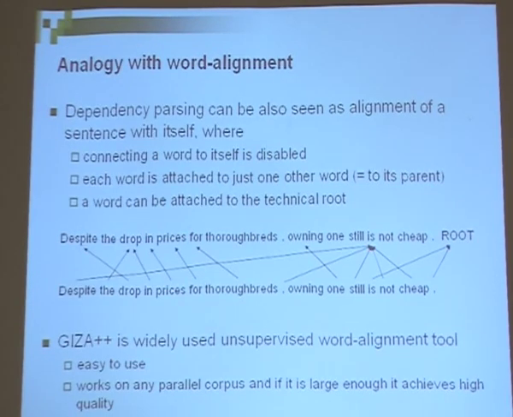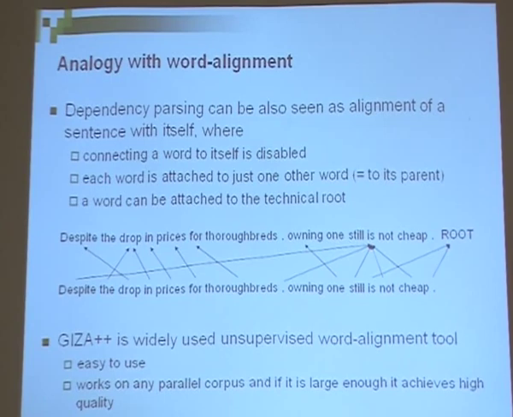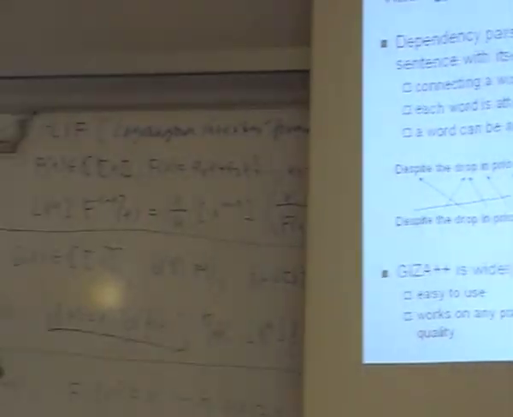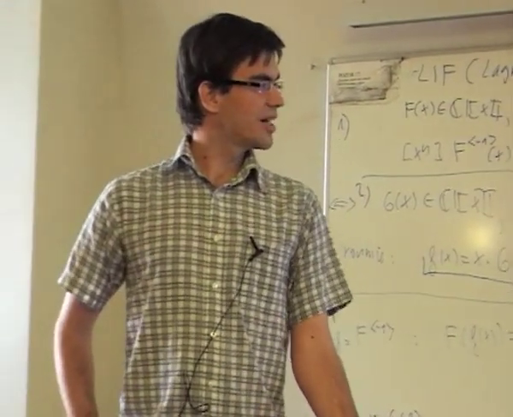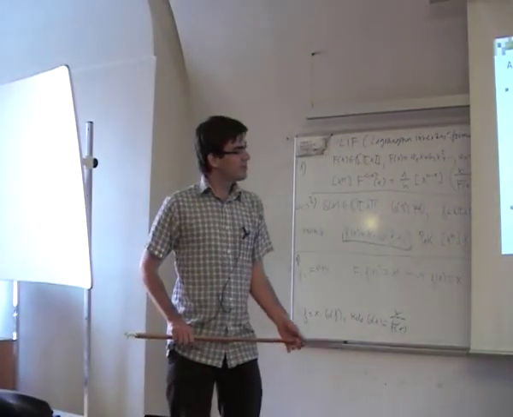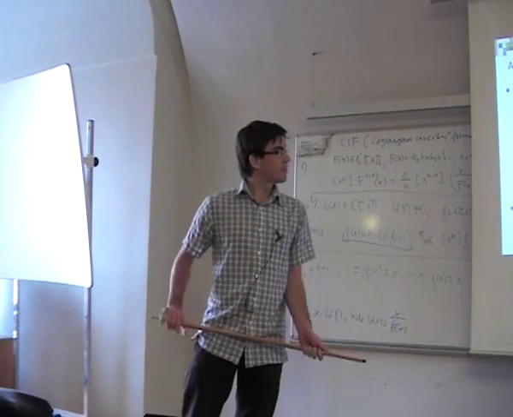For word alignment, there exists the Giza++ tool, which is a very widely used unsupervised tool for word alignment. And why is it so widely used? Maybe because it's very easy to use. It works on any corpus. If you have a parallel corpus, any parallel corpus of any languages, we can run Giza++ on it. And if the data on which it is tested are large enough, the quality is very good. So maybe similarly, it should work with parsing.